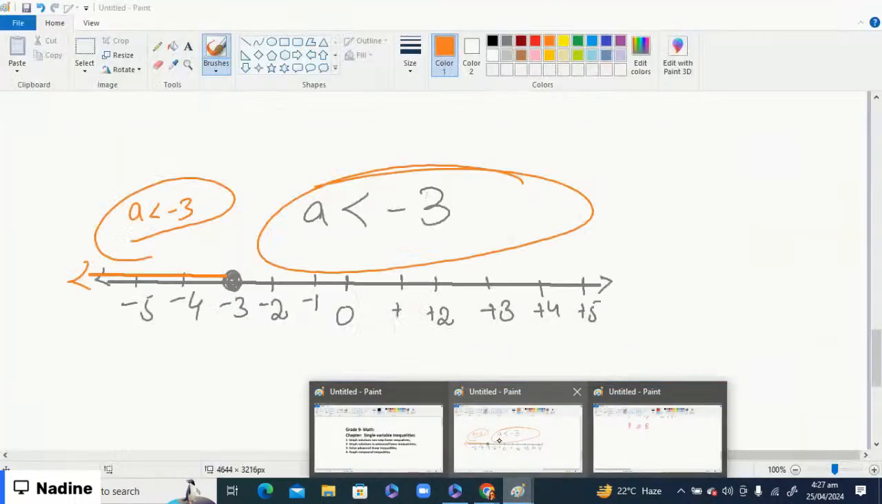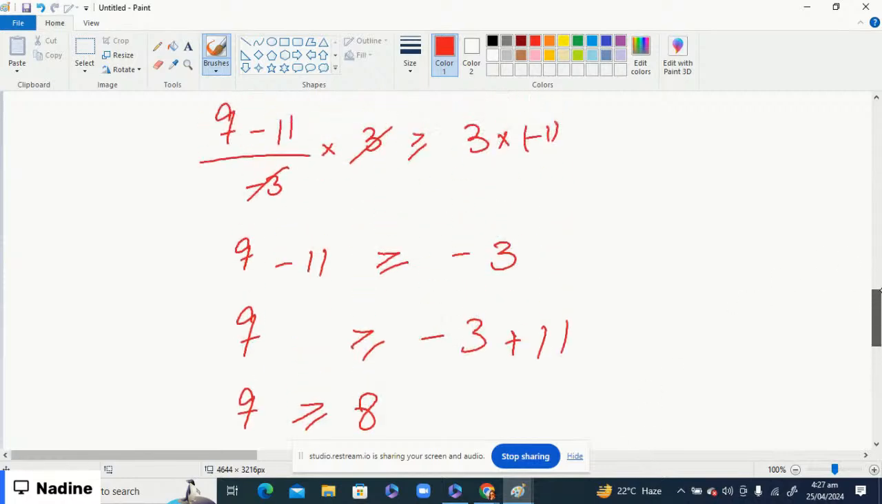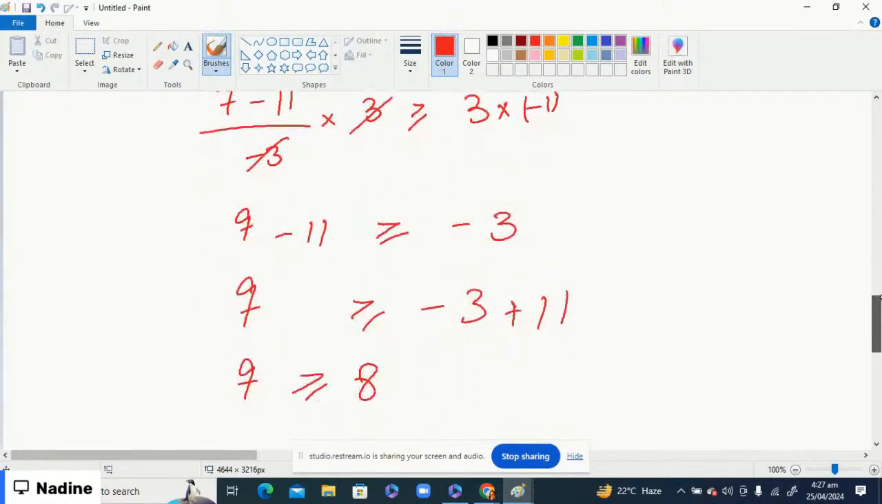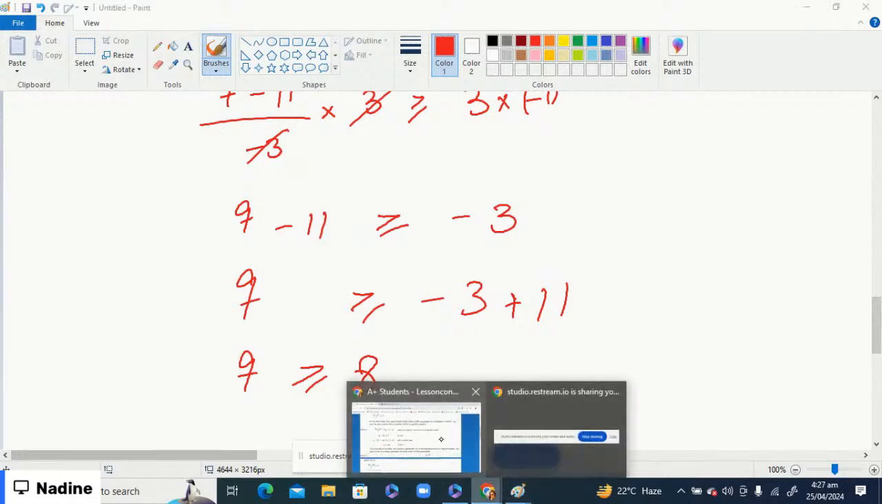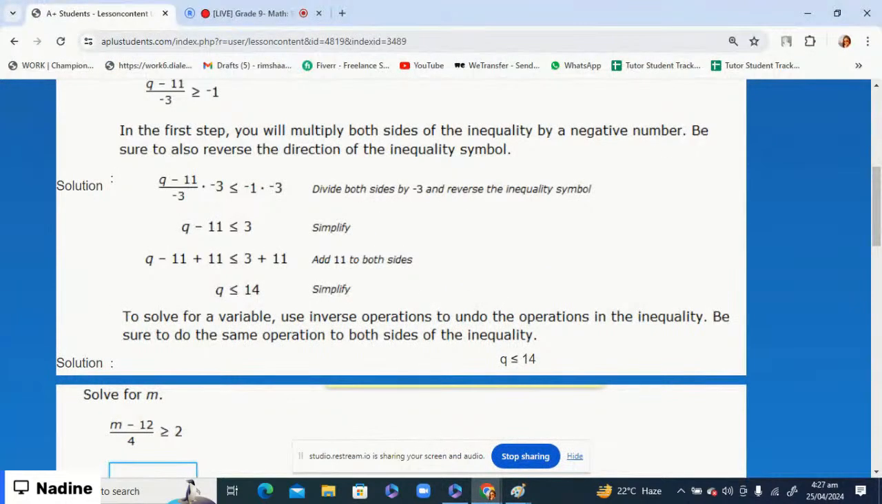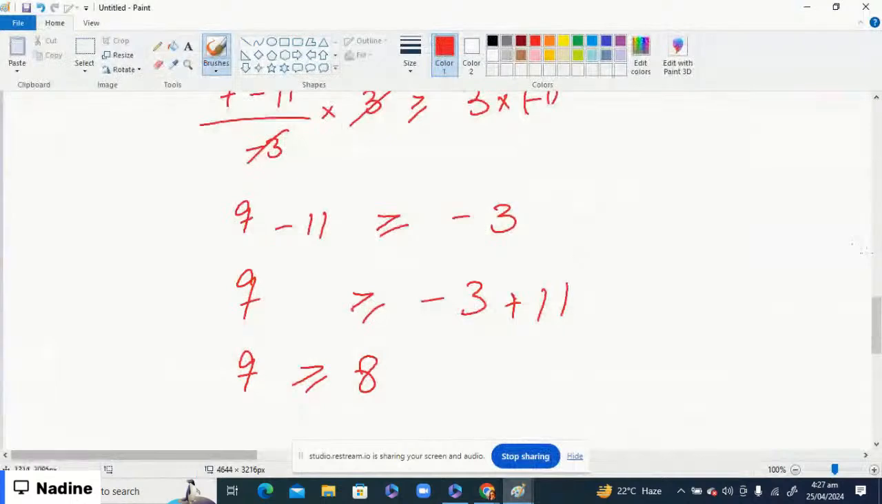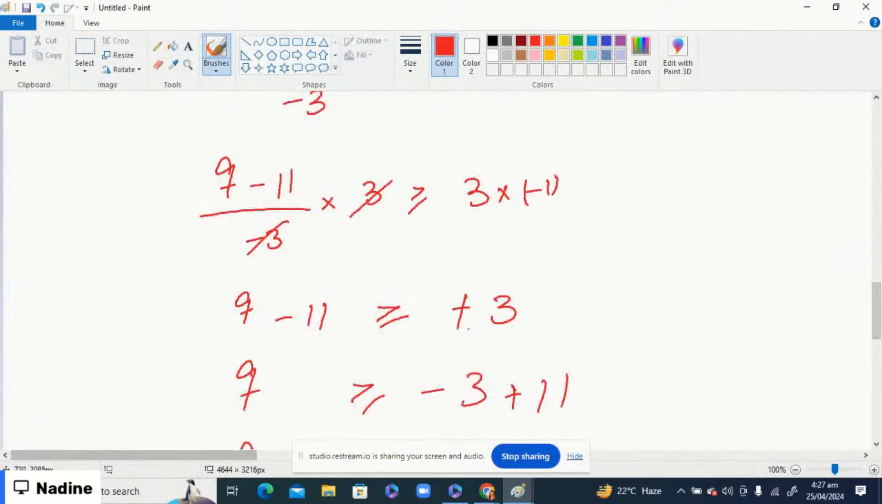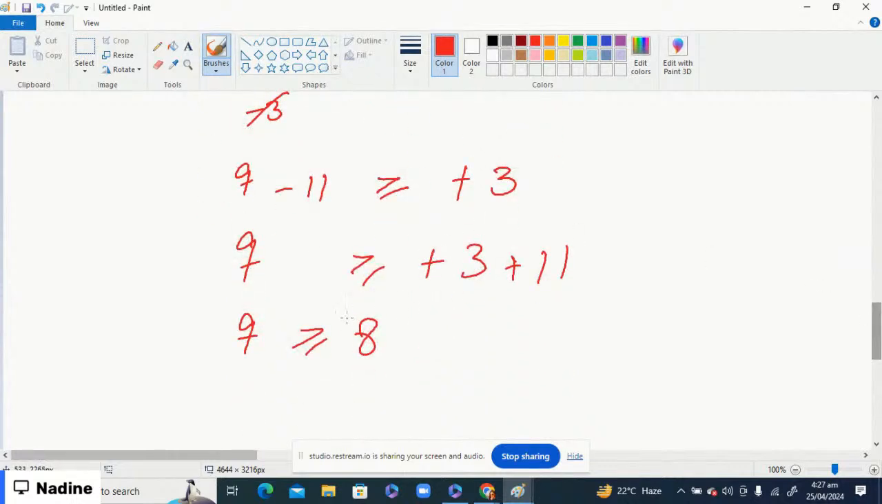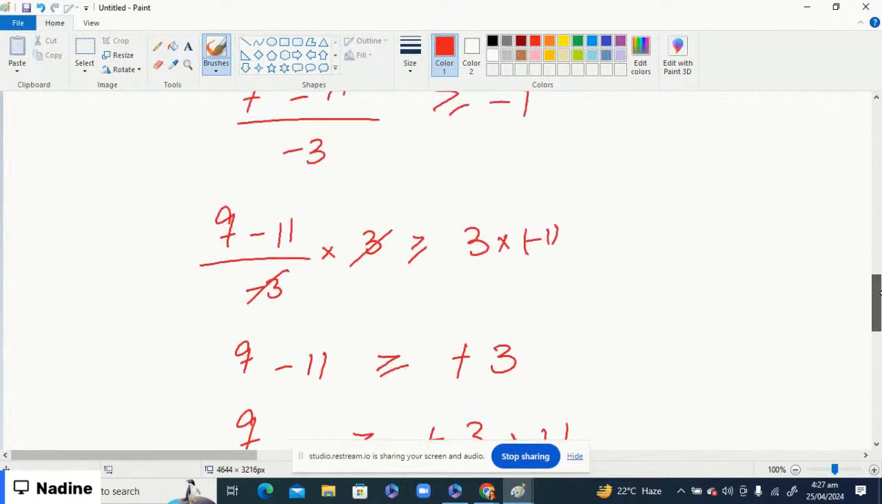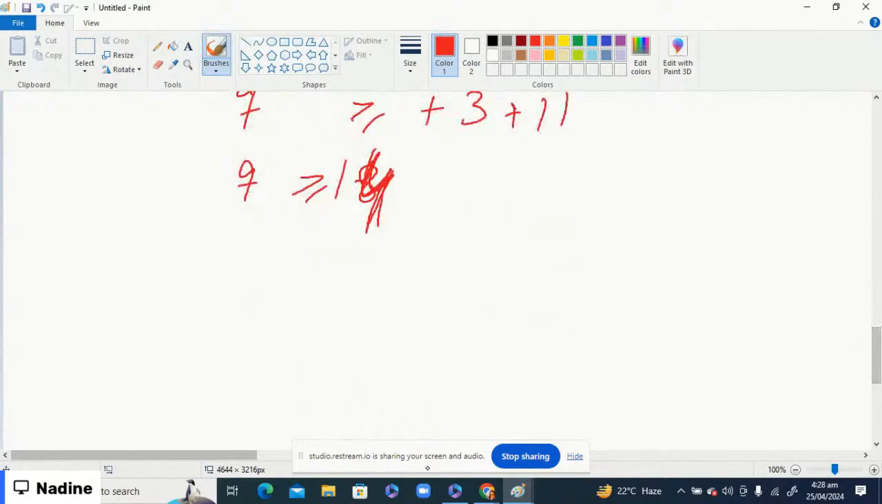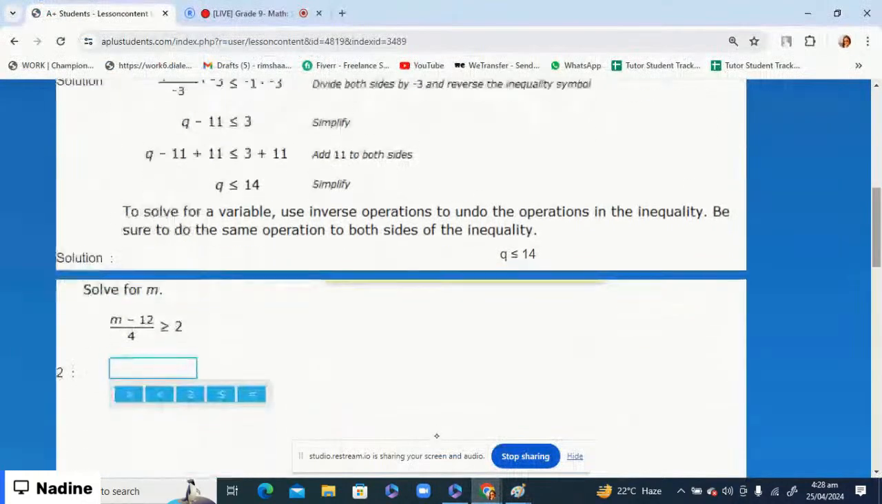It's 11. Wait, let me see. Oh, sorry, it's minus 1. And here it's minus 3, so this becomes plus 3. It's 14. When I check, it's 14, because here it's minus 3 when you multiply it. So this is the solution for that question.